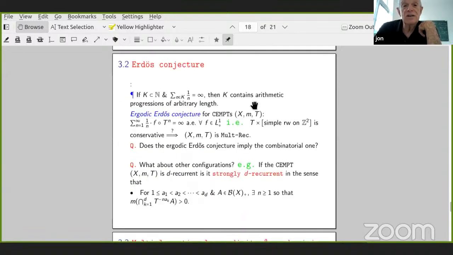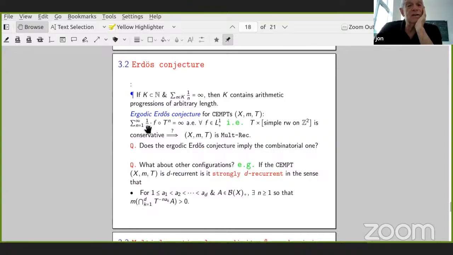There's the Erdős conjecture. So here's the combinatorial one. If I have some subset K, something like the primes maybe, such that the sum of the reciprocals is infinite, then K should contain arithmetic progressions of arbitrary length. There's an ergodic Erdős conjecture, which says that if I take a function in L1 plus, and I look at this sum, it should be infinite almost surely.